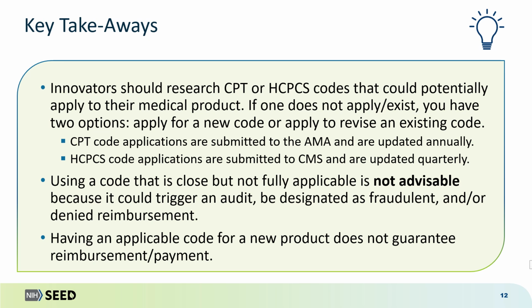Some key takeaways from our webinar today. Innovators should research CPT or HCPCS codes thoroughly and see if there are any that could potentially apply to their medical product. If a CPT code or HCPCS code does not exist, you have 2 options. You can apply for a new code or apply to revise an existing code. Using a code that is close but not fully applicable is not advisable because it could trigger an audit. It could be designated as a fraudulent claim, or it could be denied reimbursement or involve recoupment of funds that have been paid. Having an applicable code for a new product does not guarantee reimbursement or payment from a payer.